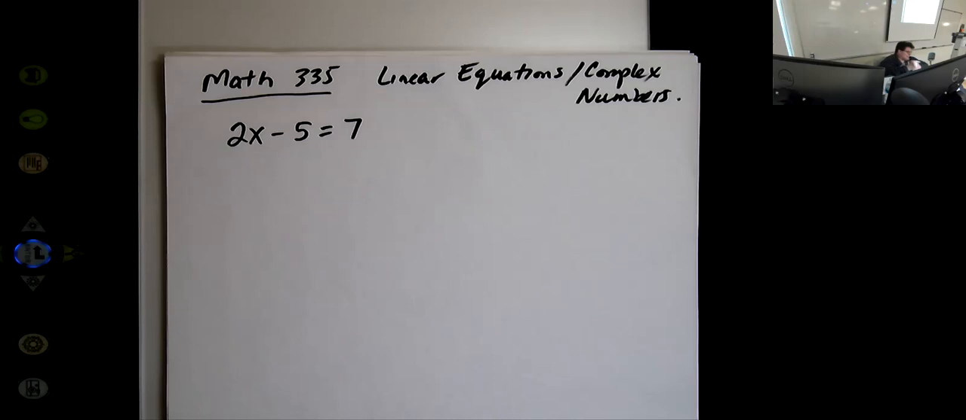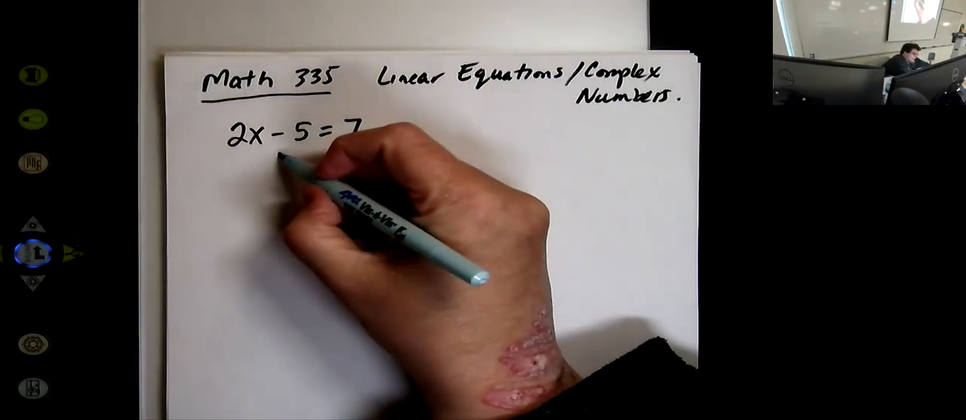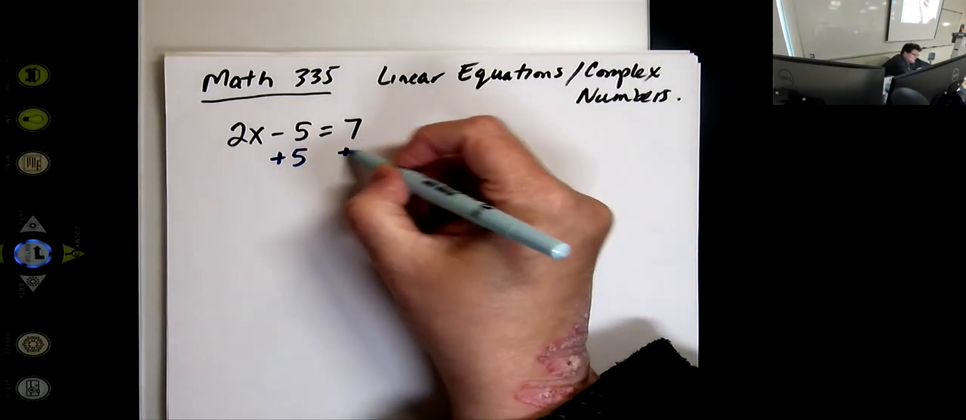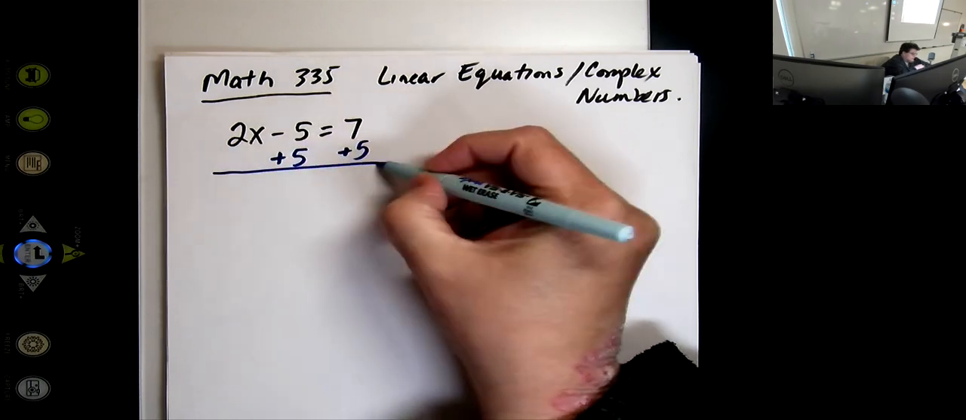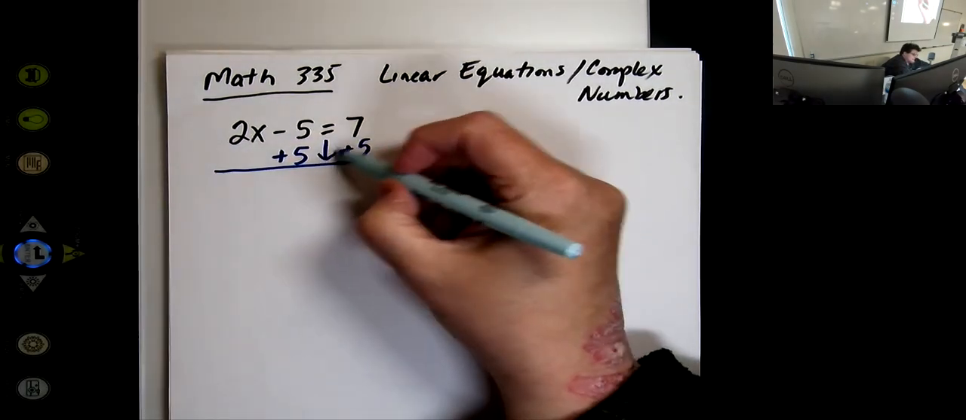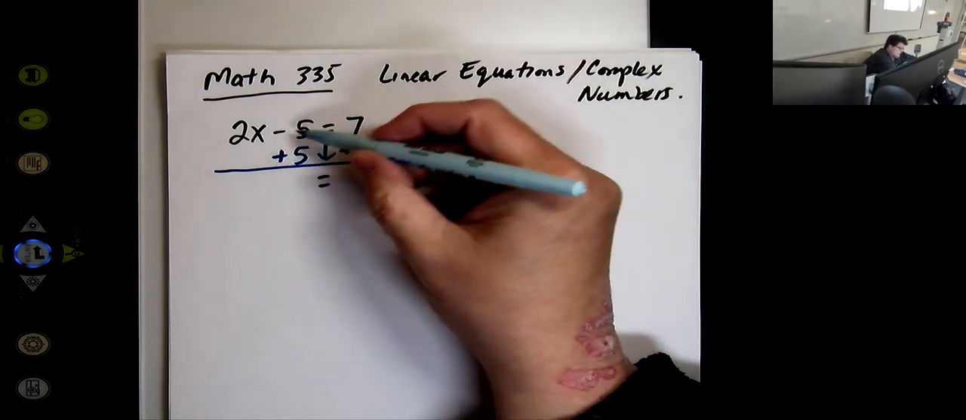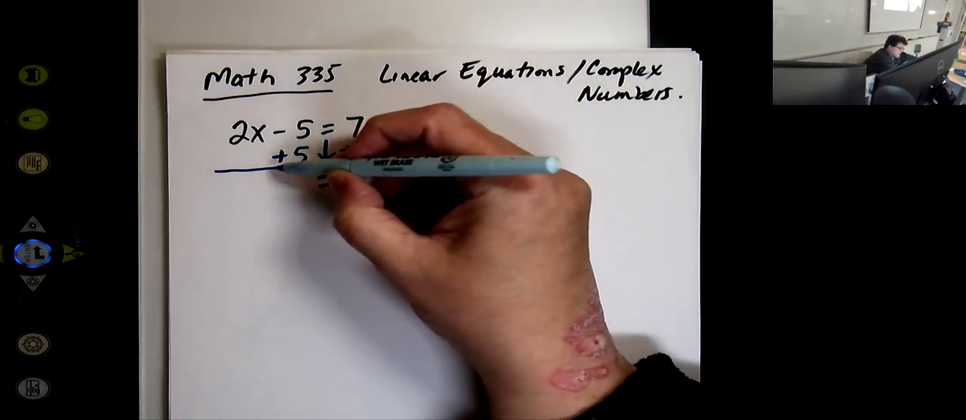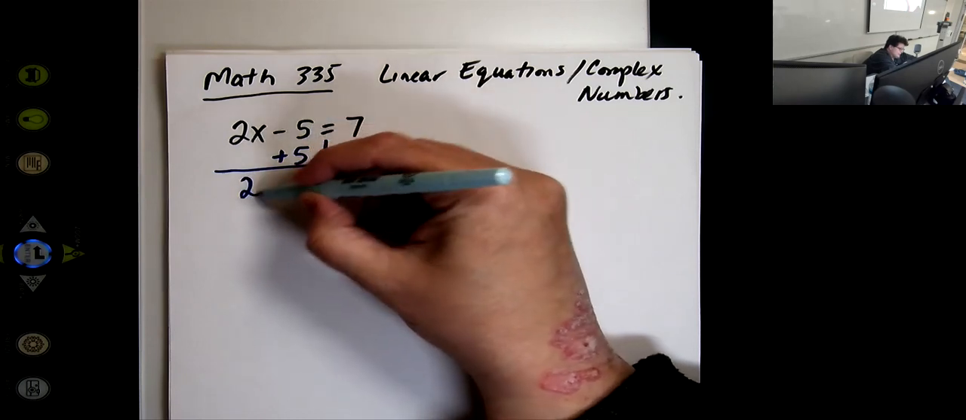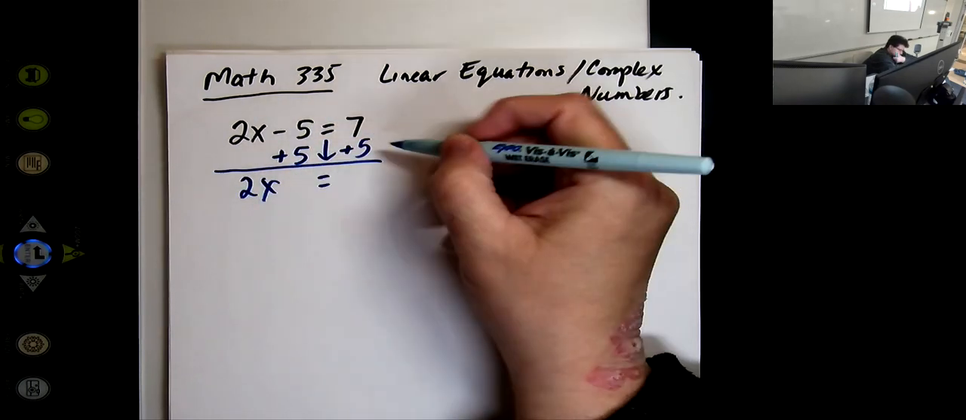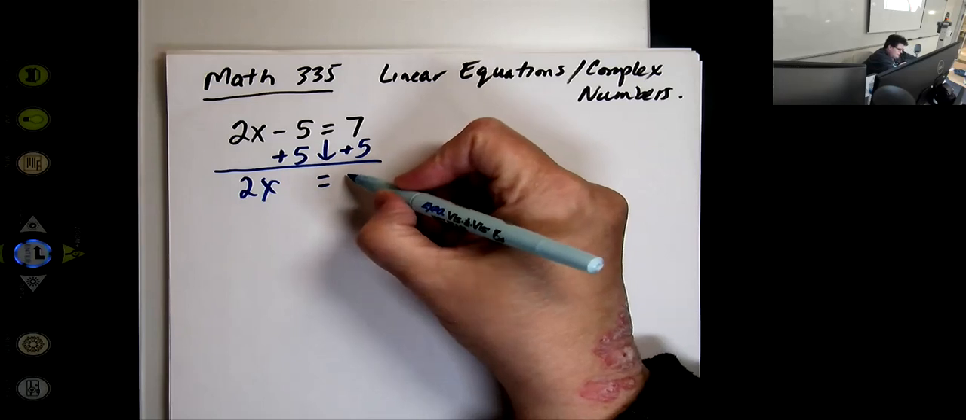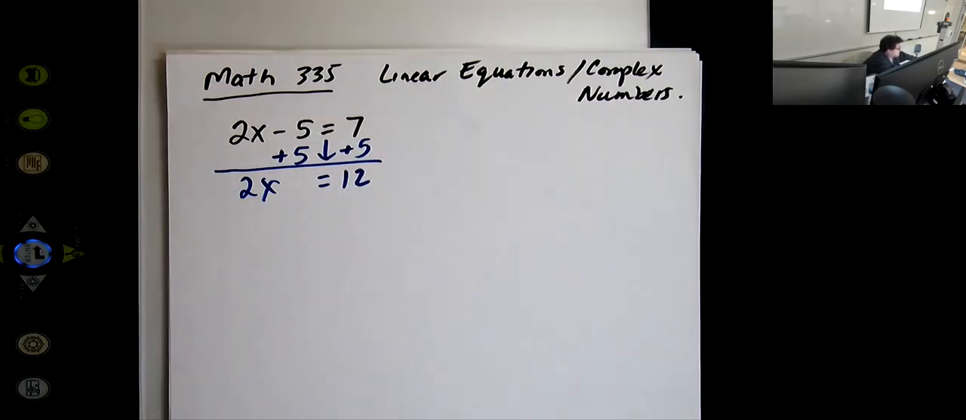We add the 5 to both sides. That's a great thing to start with. I always recommend doing the adding and subtracting first, not the multiplication and division. If I do that, I add it really to both sides. That way we're doing the same operation to both sides. We're left with 2x on the left because the -5 and +5 cancel out. And on the right, we have 7 + 5 is 12.